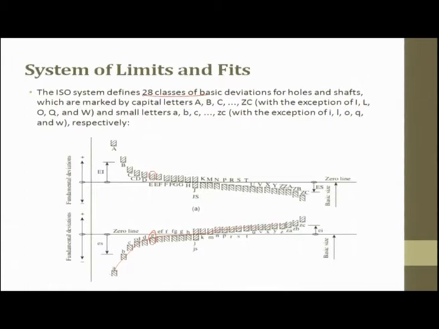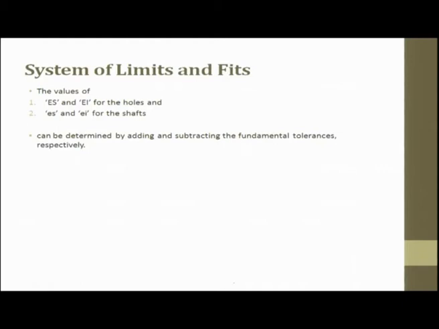So, it is an interference fit. Okay. So, this is what we are trying to say. The ISO system defines 28 classes of basic deviation for the hole and shaft based system. With this, we can try to figure out what the tolerances should be for the hole and for the shaft to have the necessary fit. The values of ES and EI for the hole and for the shaft can be determined by adding and subtracting the fundamental tolerance respectively.